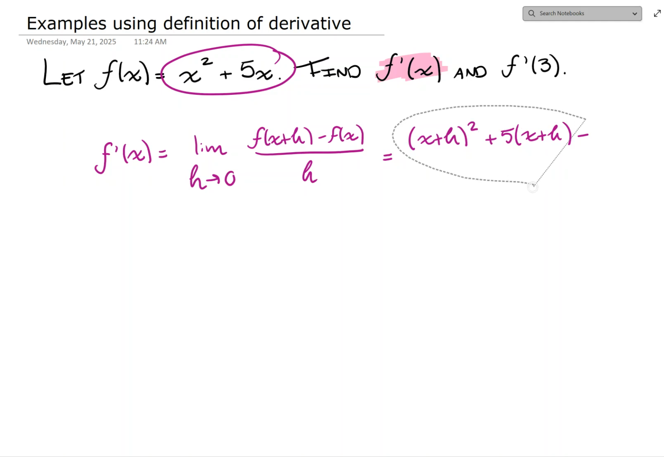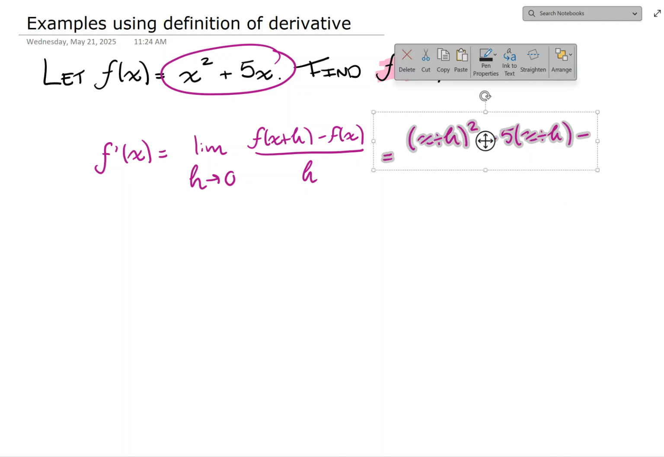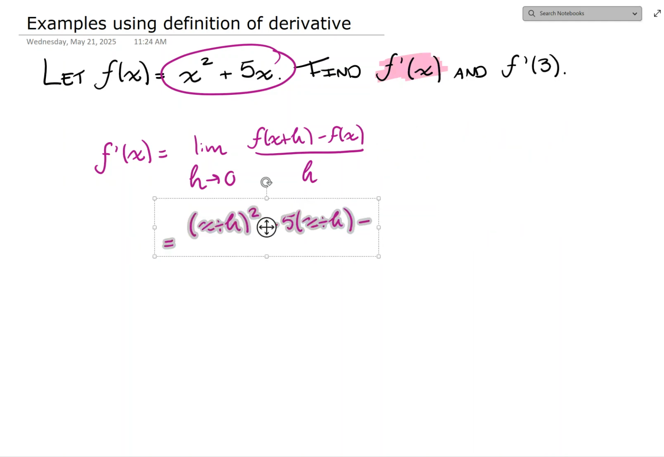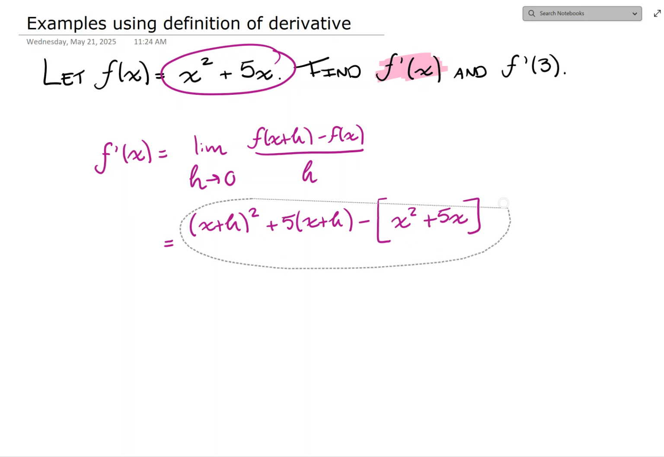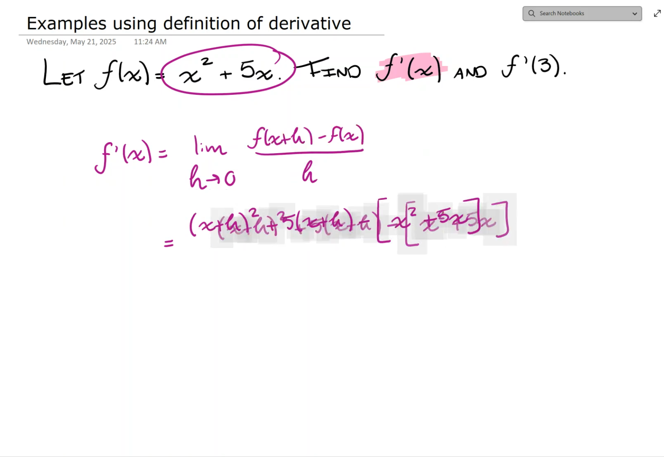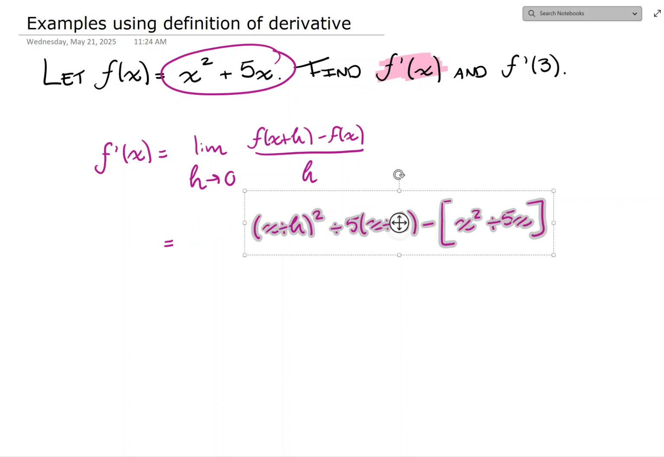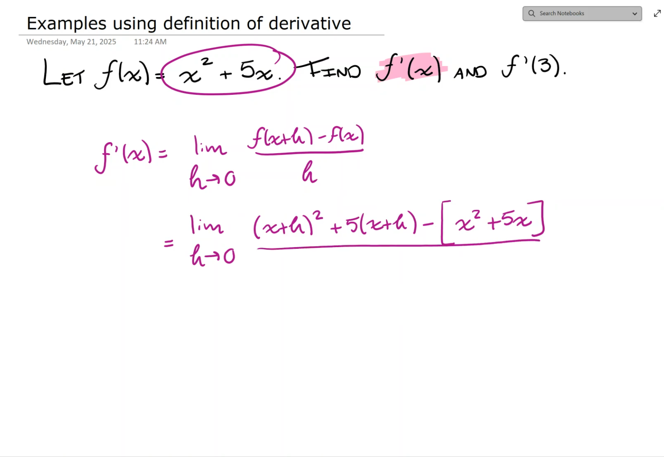Maybe I'll put this down here. Now we're subtracting off f of x. I'm going to keep making this error, and so I hope you can remind me in class. We need to include this limit statement until the very end where we substitute h equals 0. Okay.